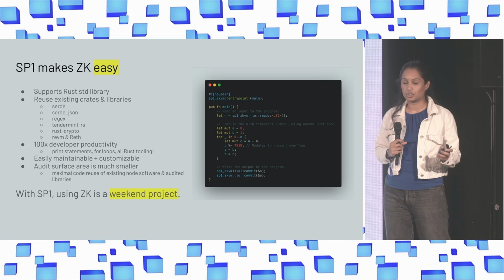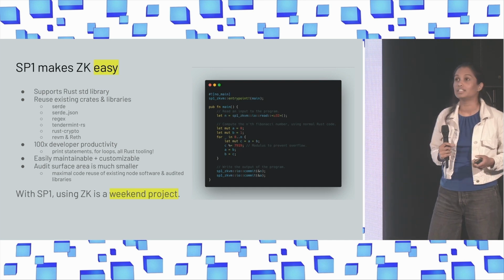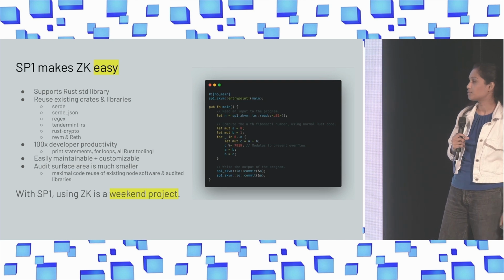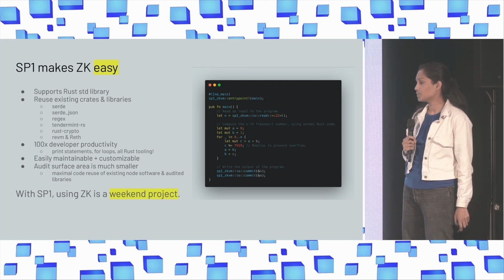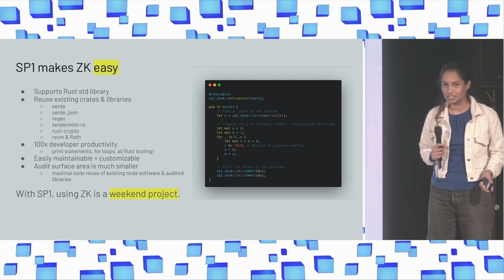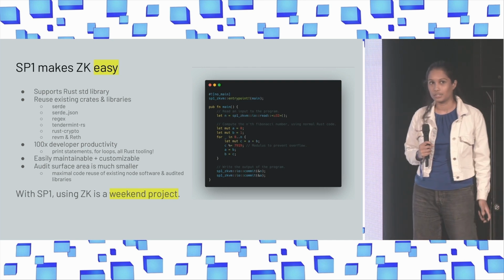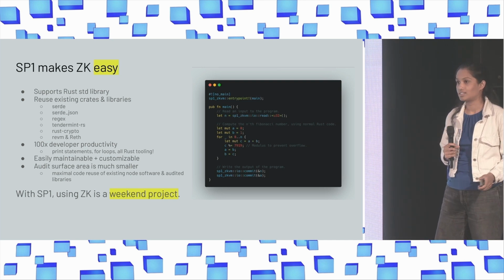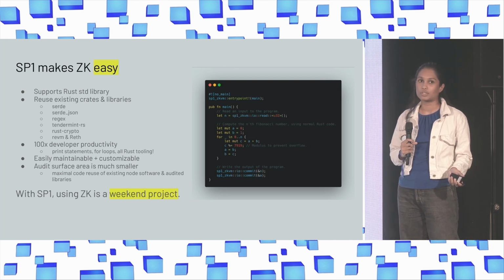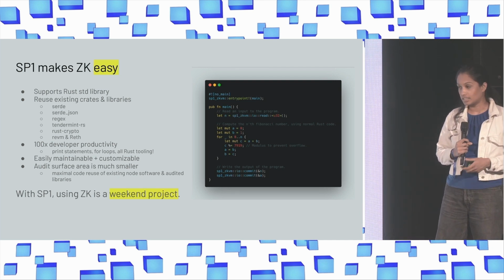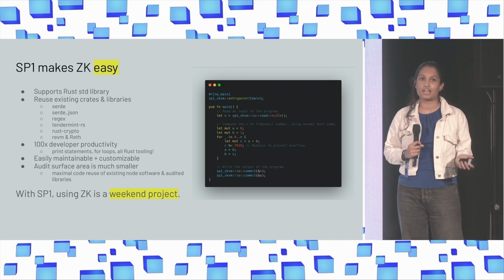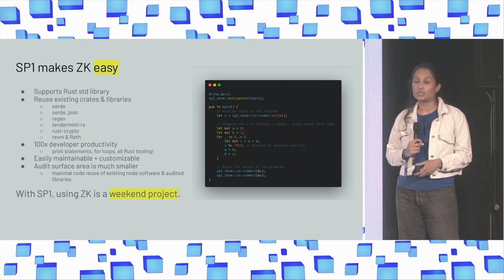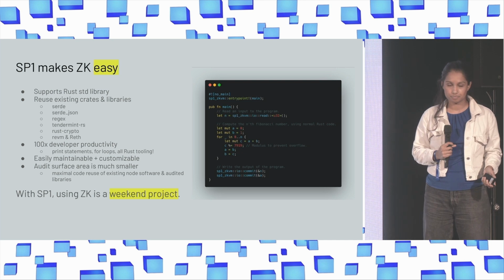So, OK, I've told you about what SP1 is, but let me show you how easy it finally makes ZK. Here is an example of a very simple Fibonacci program written with SP1. As you can see, it looks like normal Rust code, and that's kind of the entire point. With SP1, you can use the Rust standard library, so you can use Vecs and all that nice stuff. You use Rust totally normally. You can use existing crates and libraries, so you can use Serde, you can use JSON, you can use Rust crypto and all the cryptographic libraries. You can use things like Revm and Reth.